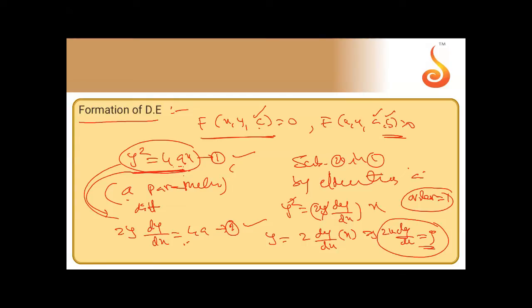Then we'll get the equation in terms of derivatives. That is called the required differential equation of the family of parabolas. I hope this is clear. By eliminating the arbitrary constant in the equation, we form a differential equation. So how many times we differentiate is most important here.